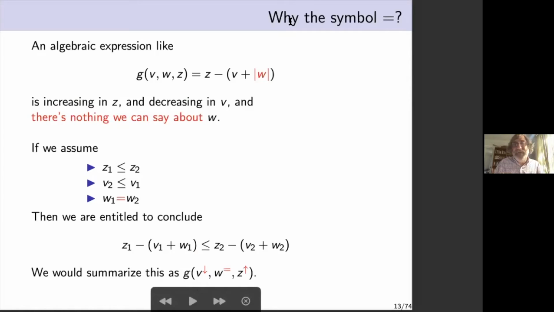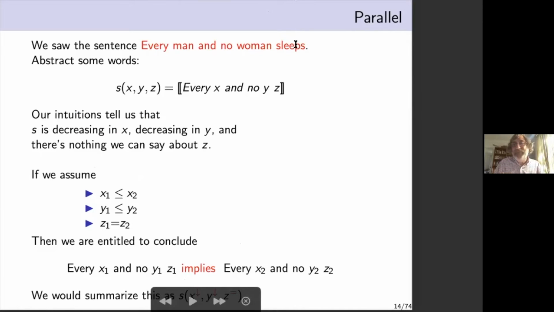So if I say every man and no woman sleeps, what I want to do is to replace these by variables. Every X and no Y does action Z. So every X and no Y. And there's an account of formal semantics, which gives you exactly a recipe for how the meaning works. And it would have the same feature if you assume that X1 is less than X2 as the kind of things that we could put here, namely nouns. And the same thing for the Ys.